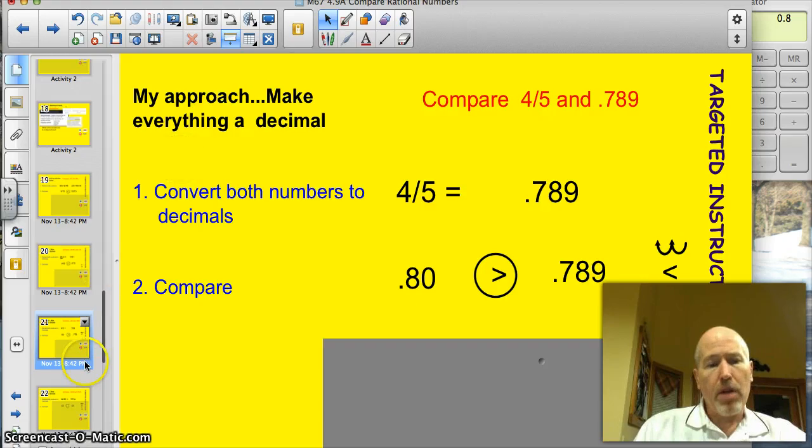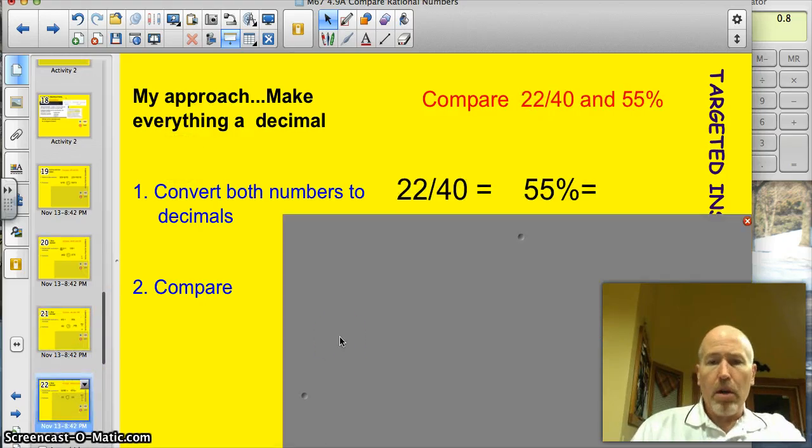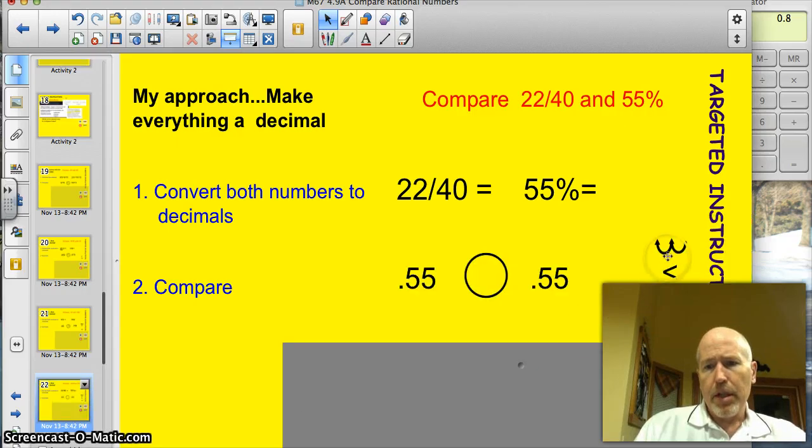All right, let's have you try one. Here we go. Compare 22/40ths and 55%. Go ahead and pause the screen and give it a shot. I'm back. All right, here we go. Let's see how you did. Well, if you took and converted 55%, you just move that decimal over, you got 0.55. If you take 22 and divide it by 40, you get 0.55. Ha! They are equal.